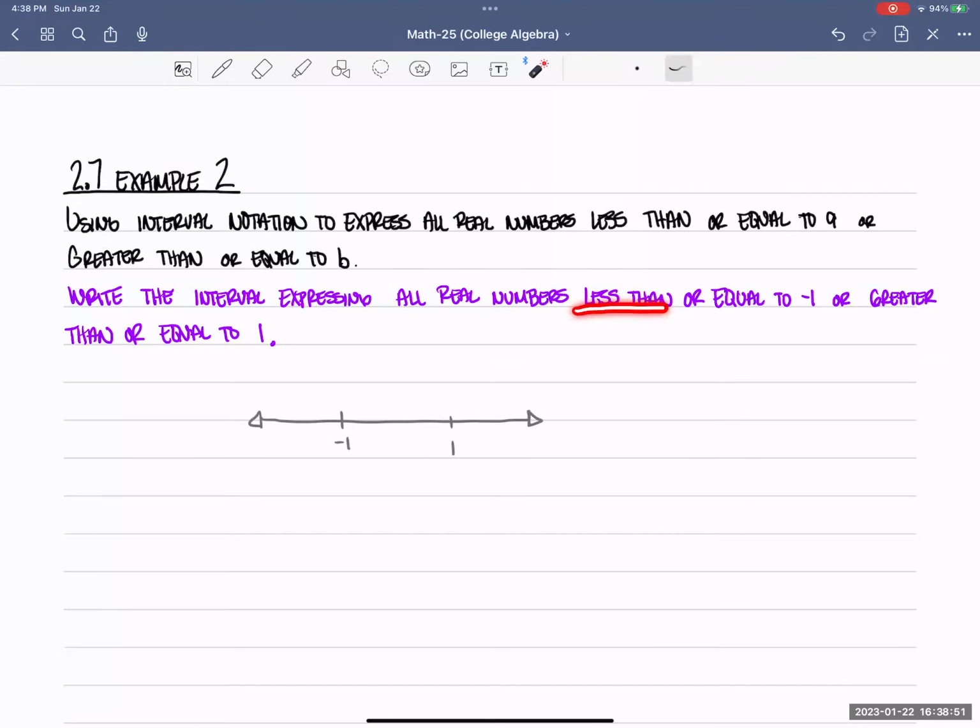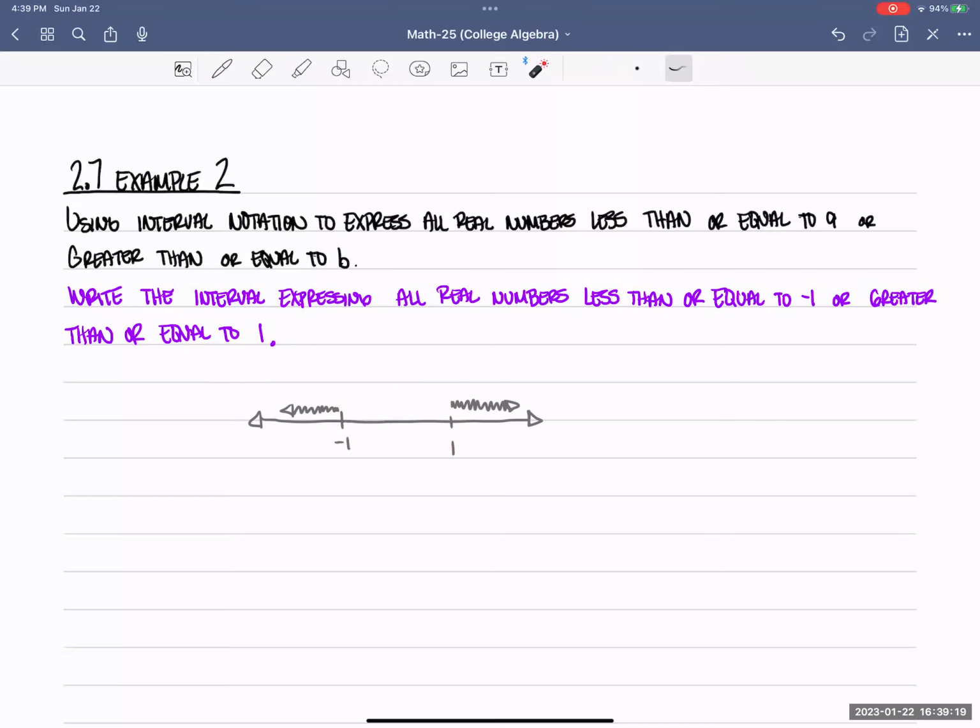So less than or equal to -1. So we're looking at values that are going to be smaller than -1. So it's going to be these values over here to the left of -1. And over here, greater than or equal to +1. Greater than or equal to are going to be numbers to the right of +1. So those values there. It looks like we have an empty set right here.